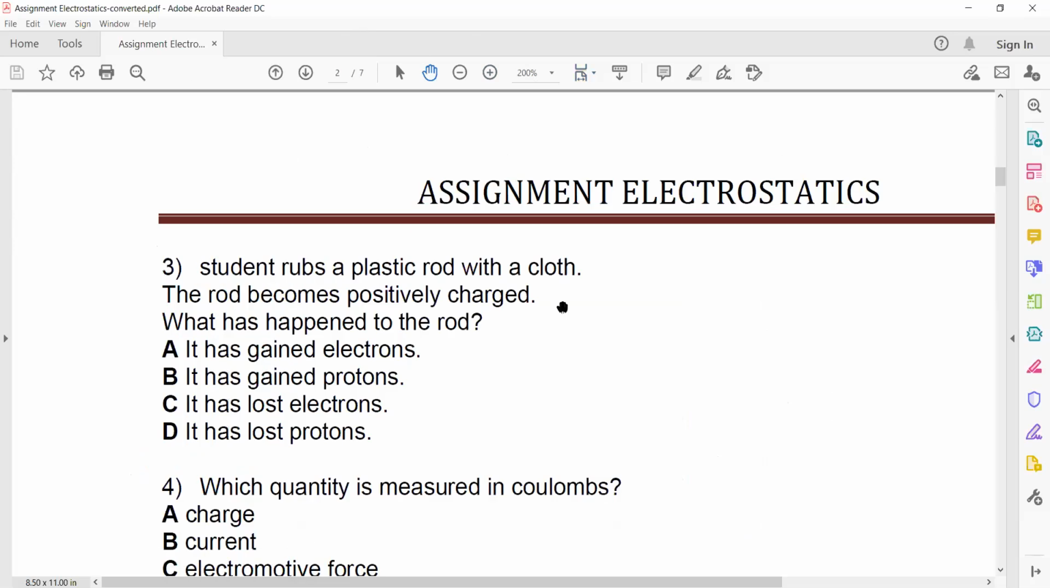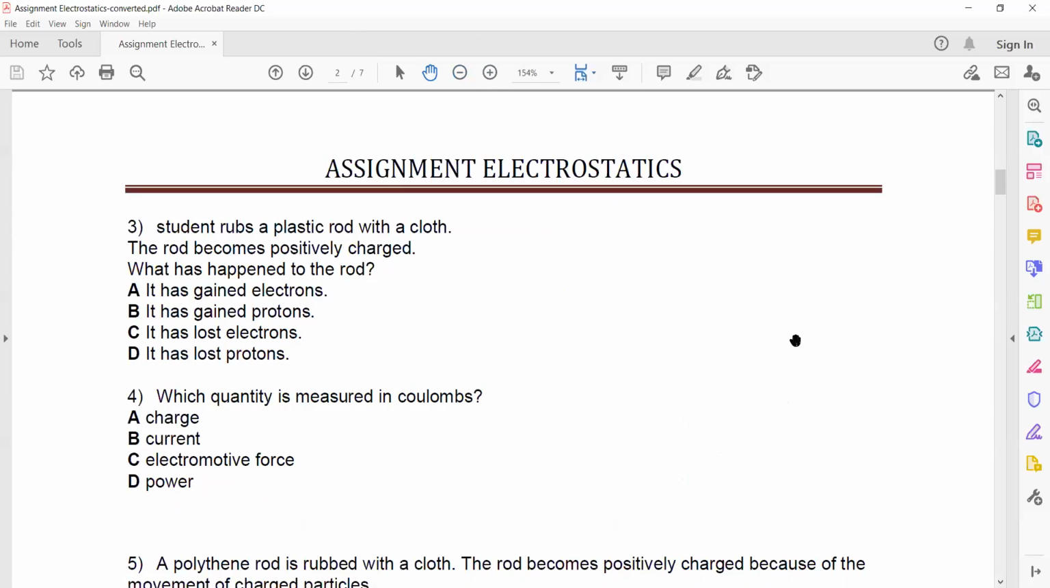Question 3. A student rubs a plastic rod with a cloth, and the rod becomes positively charged. So why does the rod become positively charged? Because it lost electrons. That's why C is the right answer.